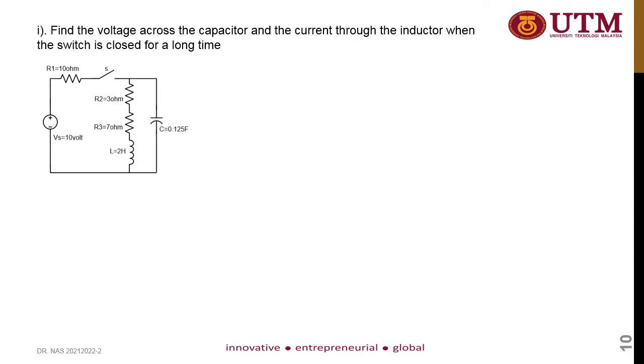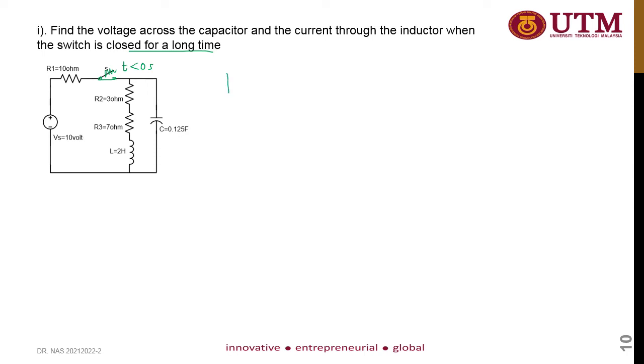Find the voltage across the capacitor and the current through the inductor when the switch is closed for a long time. This is the condition where the switch is closed for a long time, at t less than 0 seconds. When the switch is closed, there's a complete path for current to flow across the passive components. When the circuit is closed for a long time, the inductor acts as a short circuit while the capacitor appears as an open circuit.